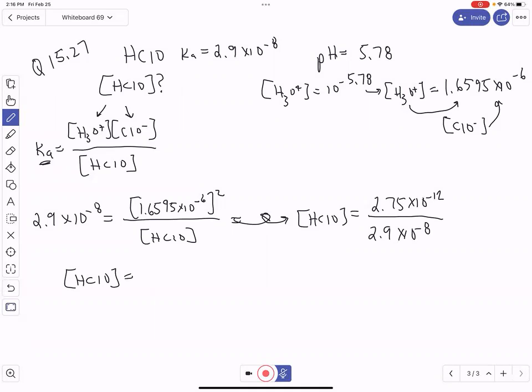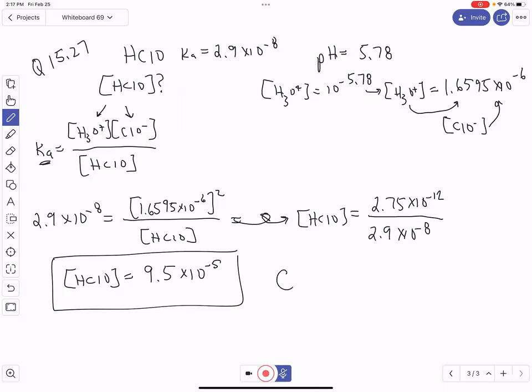and I get something like 9.5, yeah, 9.497. So yeah, 9.5 times 10 to the minus 5 for the concentration of hypochlorous acid. So that looks like that's choice C for question 27.